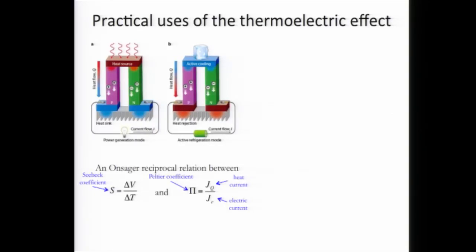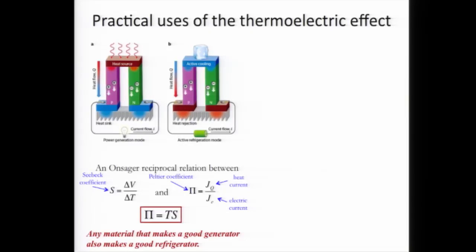And it happens that there's a reciprocal relation between these two coefficients, what we call an Onsager relation, that basically says they're proportional to each other. And the conceptual way of thinking about it is that any material that's good for making a generator is also good for making a refrigerator. So it's the same goal.